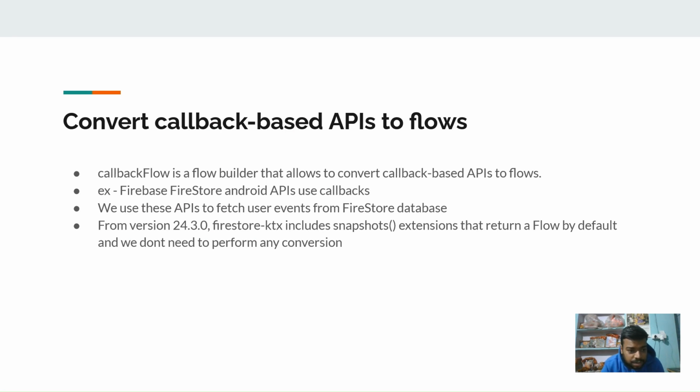Our next topic is converting callback-based APIs to flows. So callbackFlow is a flow builder that allows converting callback-based APIs to flows. Firebase Firestore Android APIs use callbacks. From version 24.3.0, Firestore KTX includes snapshot extensions that return a flow by default, and we don't need to perform any conversion.